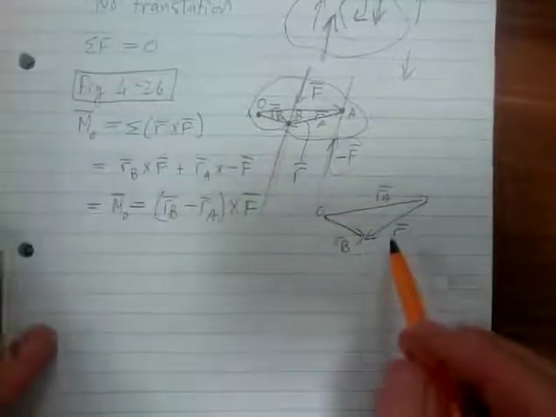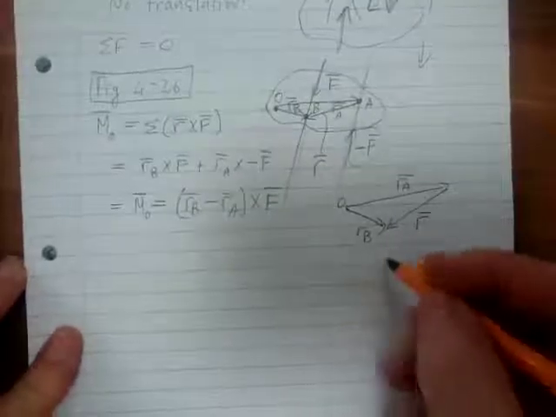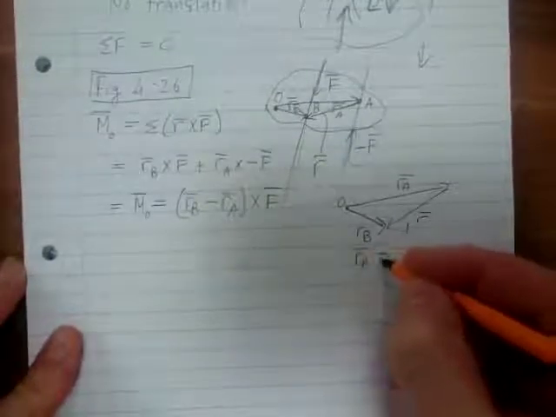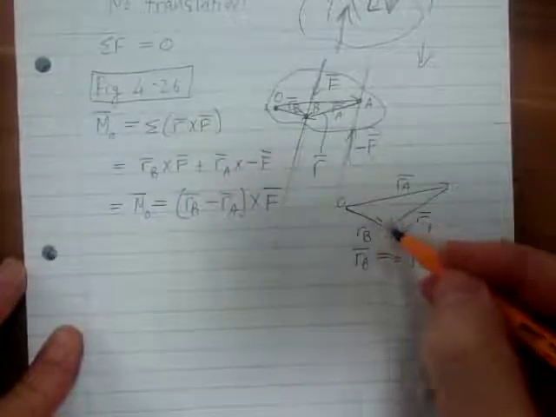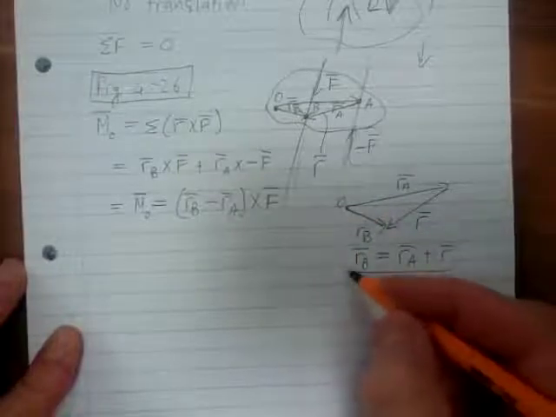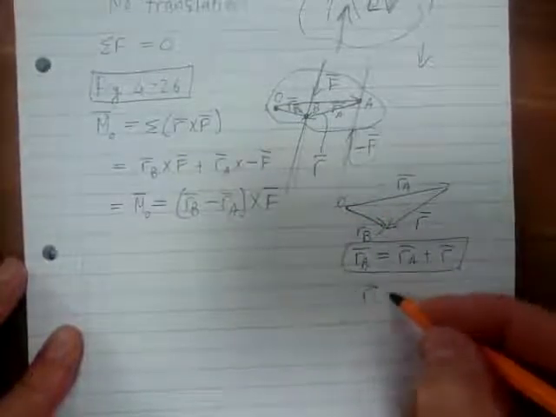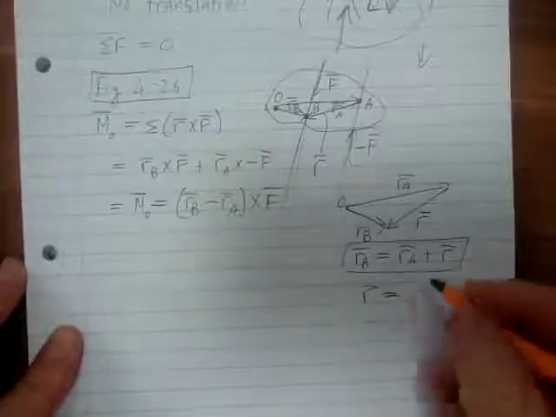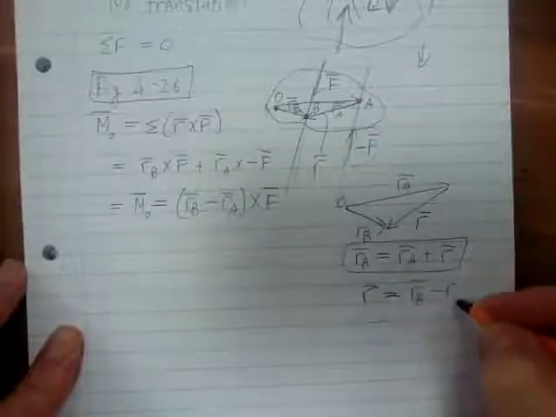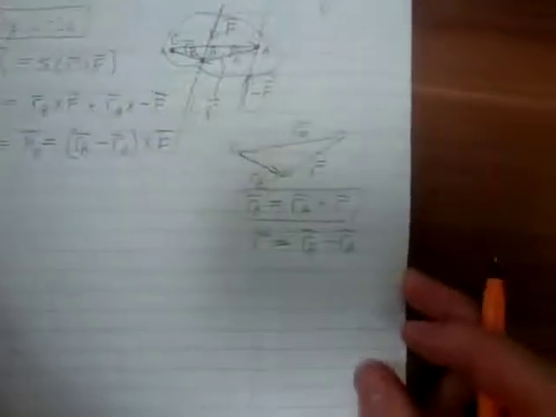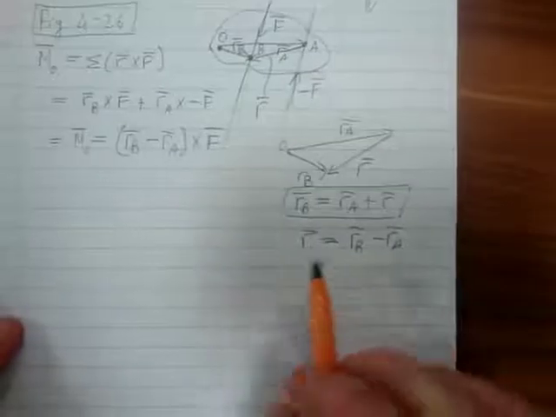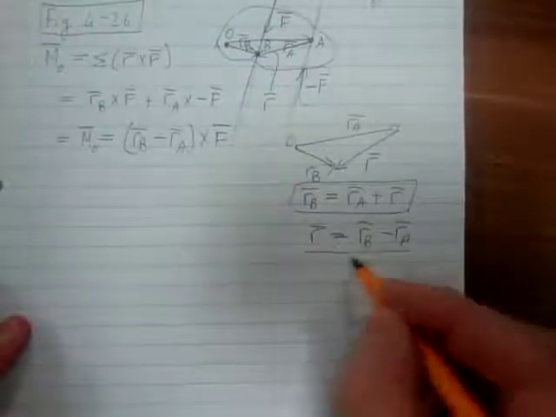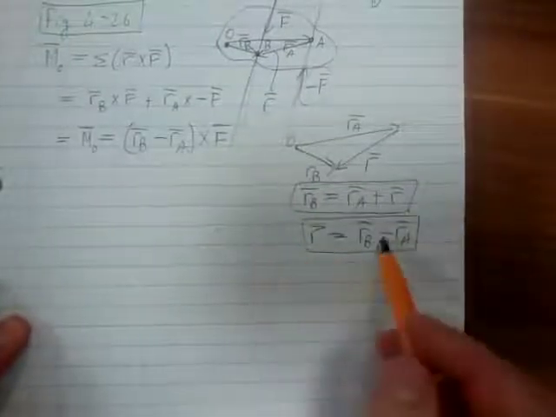Okay? So now, what have we got here? We've got RB equals RA plus R. If we take RA plus R, we end up with RB. So what is R then? If we just rearrange, we have RB minus RA. It's important that we understand this bit of mathematics here. So what is R? R is just RB minus RA, and where have we seen that before?